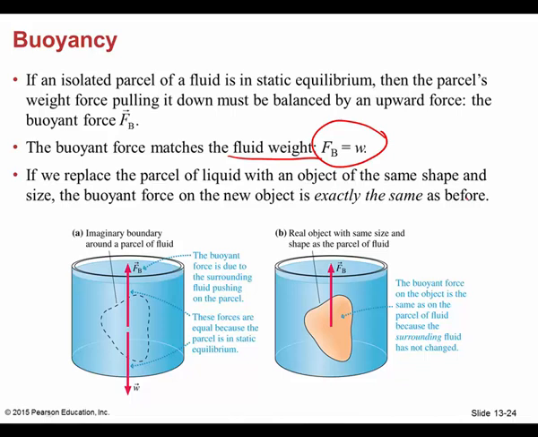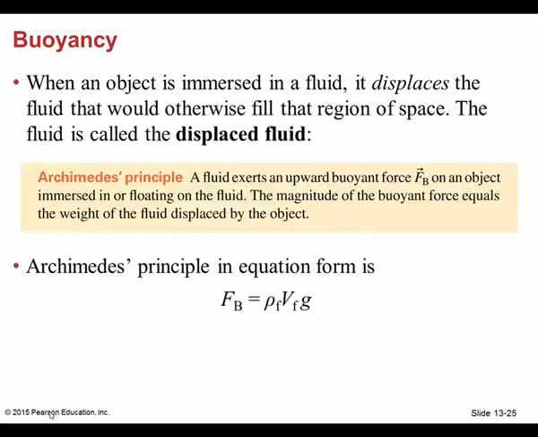So what are we getting at? As long as the size of the objects is the same, it does not matter what the mass of the object is, okay? As long as the size or the volume of the objects is the same, then guess what? The buoyant force will be the same. Isn't that neat? So, when we have an object immersed in fluid, it displaces the fluid, that region of space that the object fills, and the fluid displaced is called the displaced fluid. No duh, right? So Archimedes' principle basically says what?